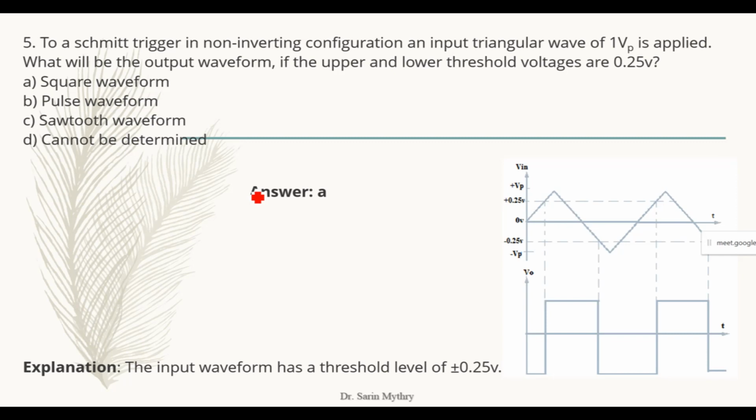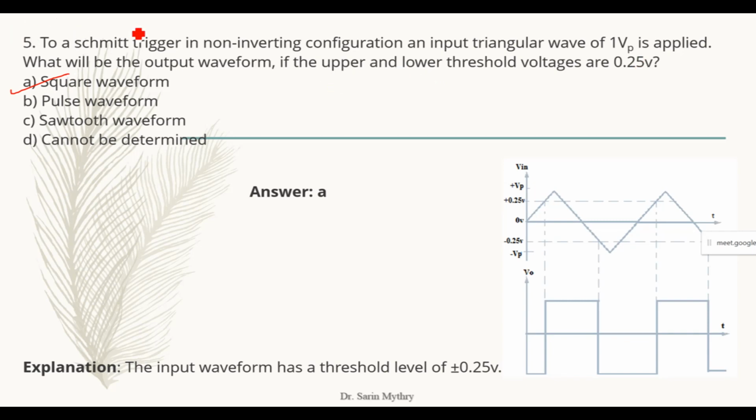Why? Because irrespective of anything, we know that whatever may be the signal provided to the Schmitt trigger, ultimately the output of that particular circuit is going to be a square waveform. Whatever may be the input signal you supply, let it be square waveform, pulse waveform, sawtooth waveform, triangular waveform, your output is going to be always a square waveform. So option A is the correct one. The entire question has been asked in order to confuse.